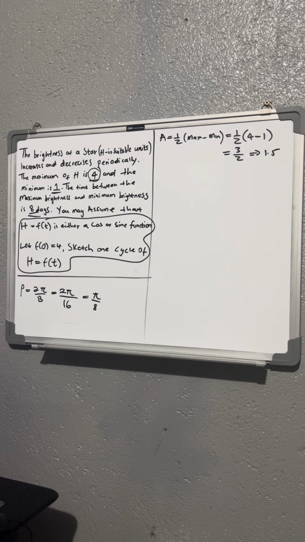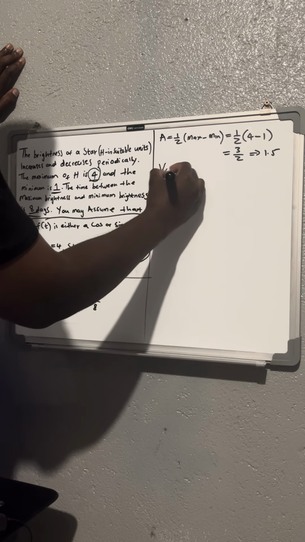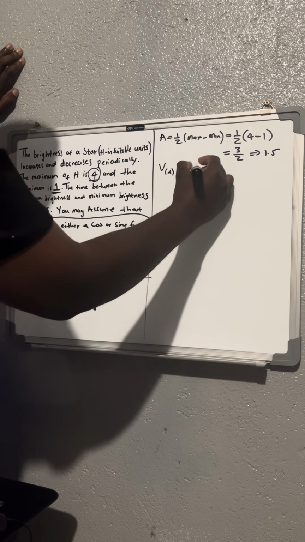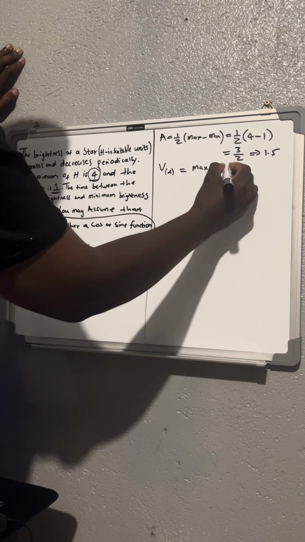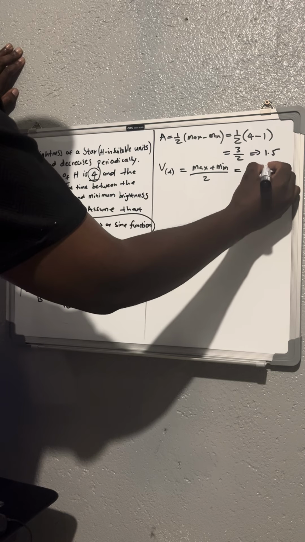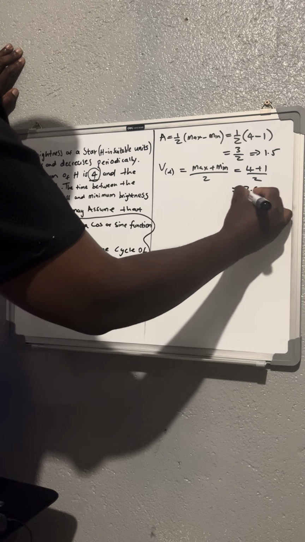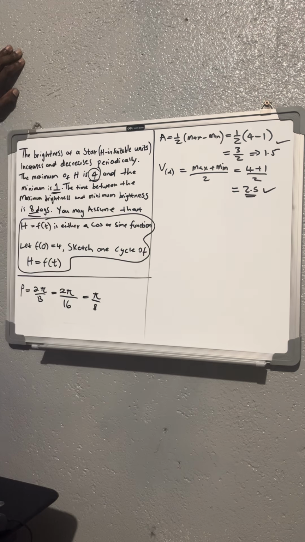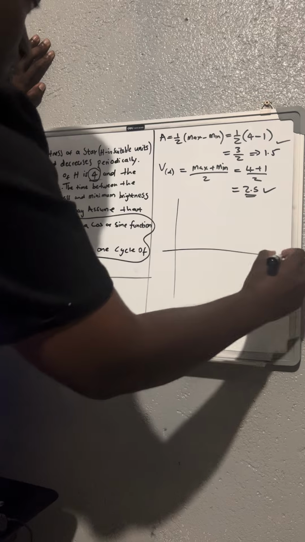So you can even use 1.5. Now we're going to determine the vertical shift. You can call it your D. You have your max plus your min, divided by 2. That is your 4 plus 1 divided by 2. Then you get your 2.5. You see? So since we got those values, it means now we can go and try and plot our graph.